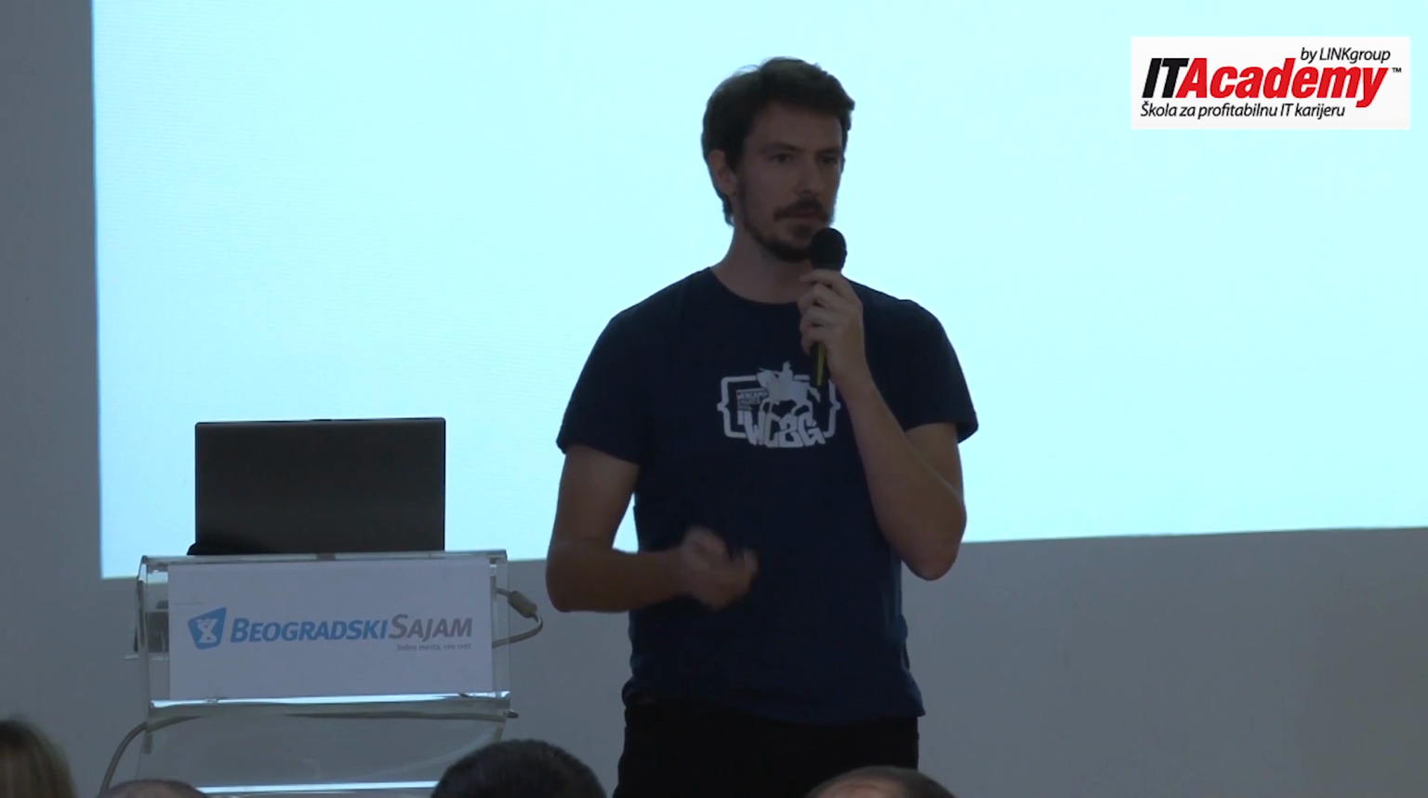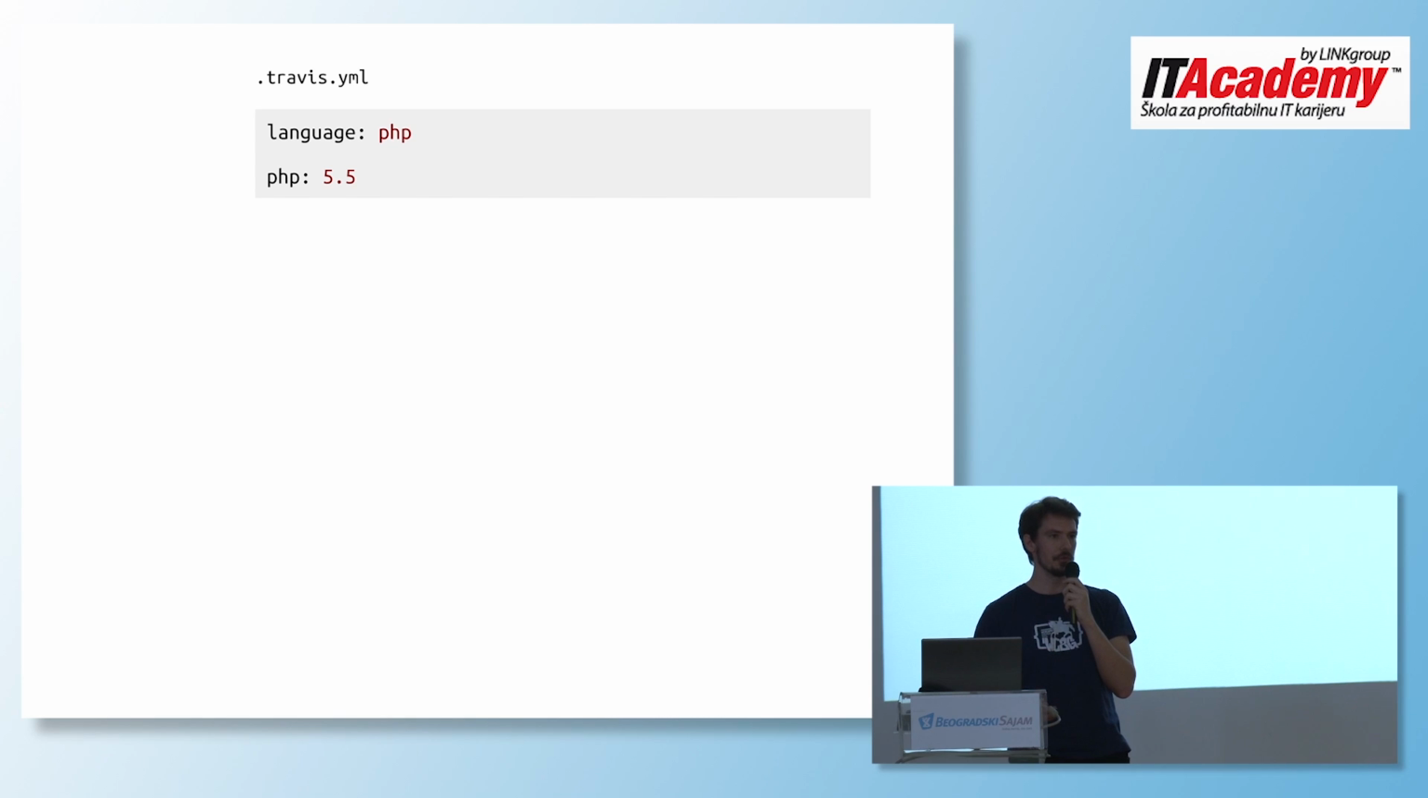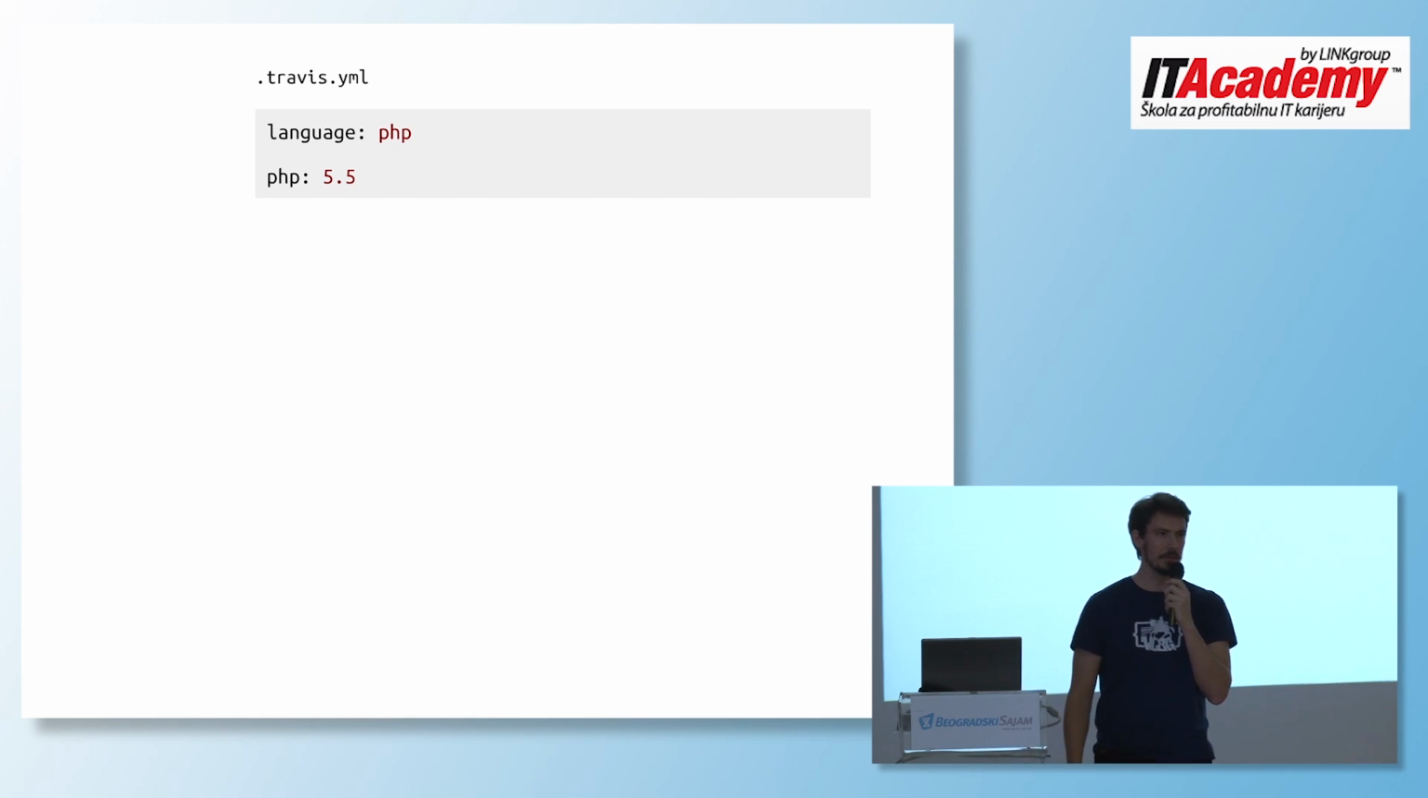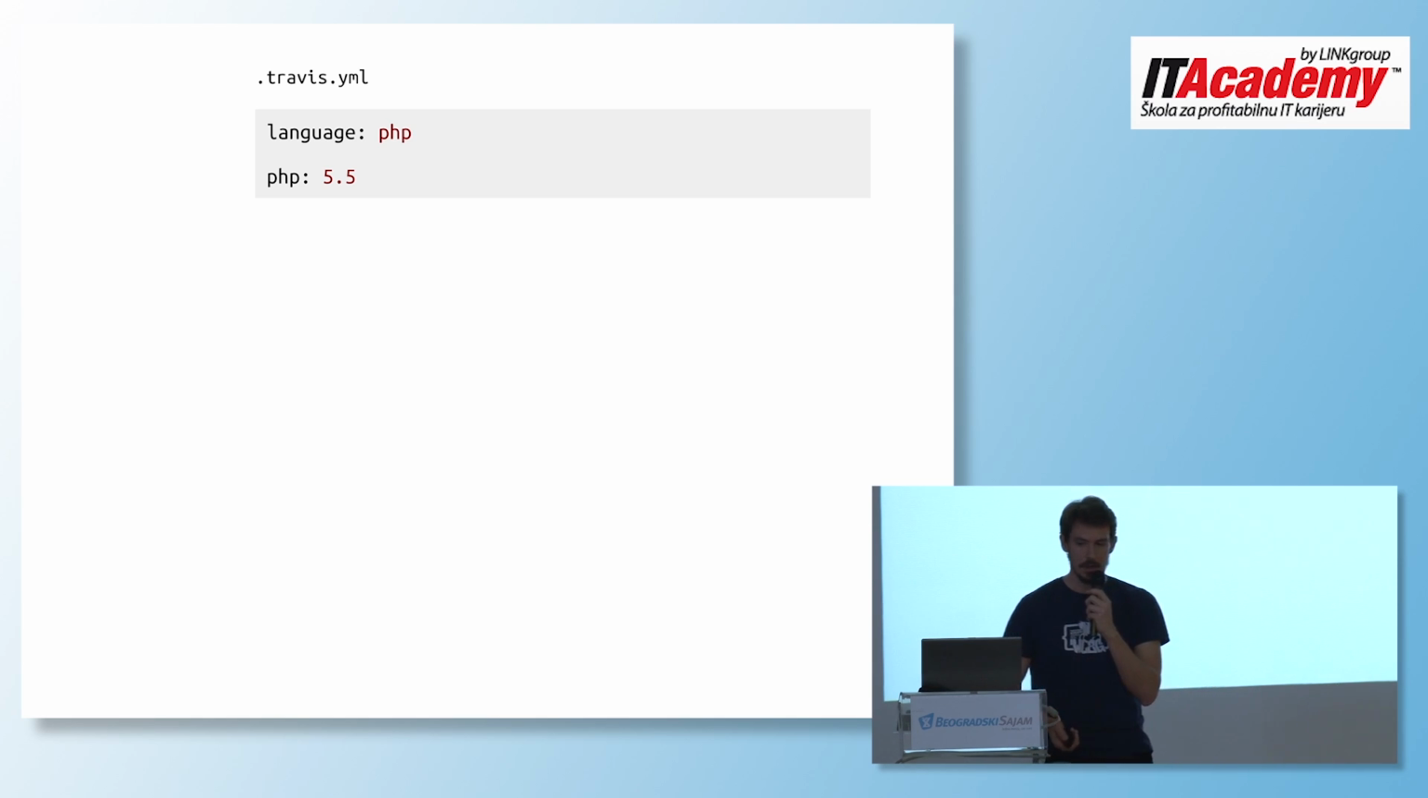So the first thing it infers is that you have to pick a PHP version to use. You don't have to specify this. By default, Travis will pick PHP 5.5, and it will run your tests on 5.5. This of course changes over time. I suppose they will switch to 5.6 in a couple of months or so. But it also means you can override this parameter.